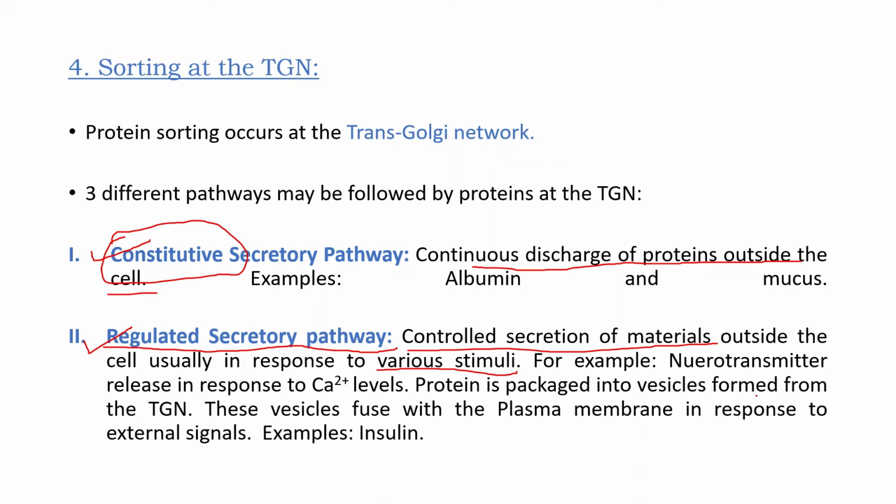Proteins are packaged into vesicles formed from the trans-Golgi network. Now, these vesicles will fuse with the plasma membrane in response to the external signals, and this is how these proteins will be delivered outside the cell. So, examples are neurotransmitters and insulin.